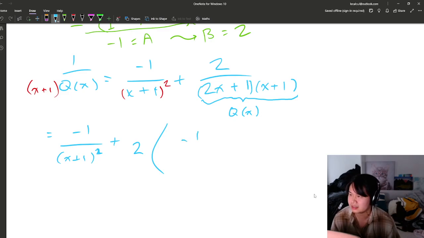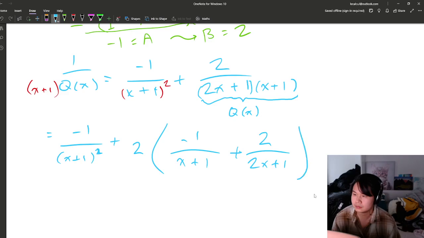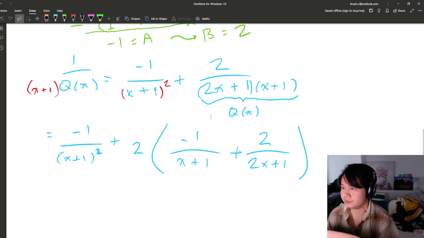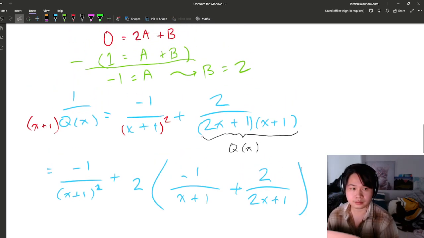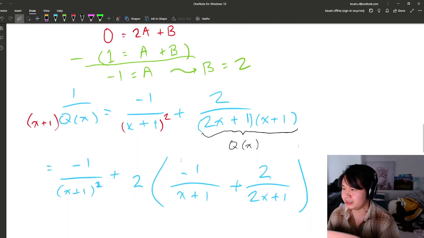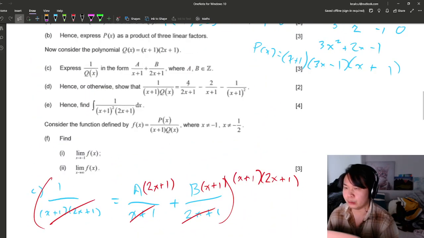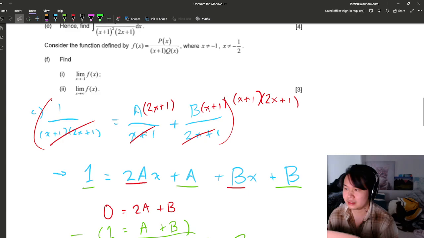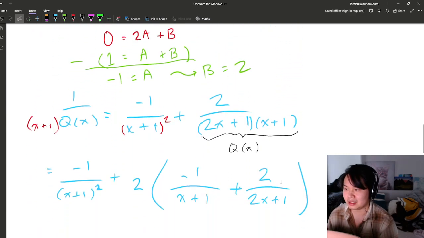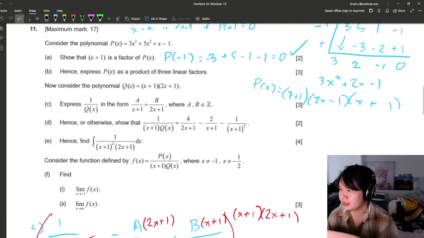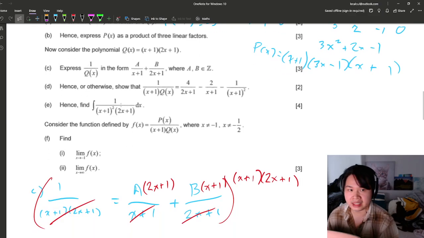And what did we say this was? It's this. Yeah, and then we're basically done, right? You distribute the 2 in here, and then that gives you a 4 and then a -2. Yeah. So distribute this in and then you're basically done. Okay. Hence, now we integrate this thing.